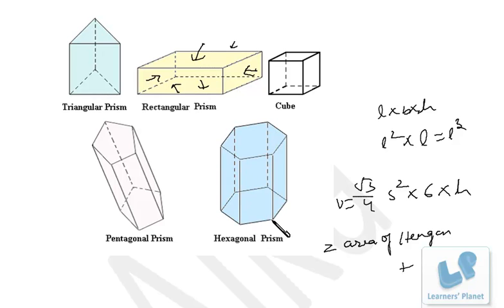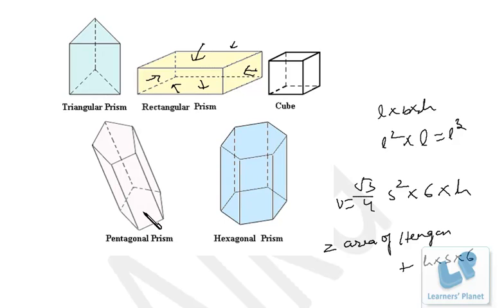So suppose the height of this is h, and this side is say s, and like this there will be 6 rectangles. So you can calculate the total surface area of this hexagonal prism.